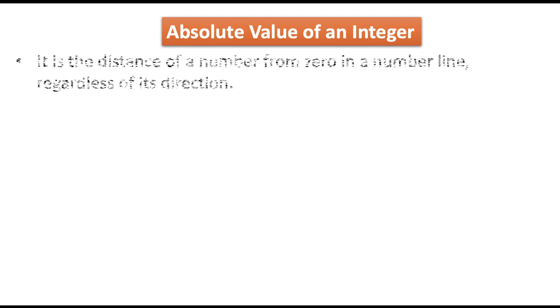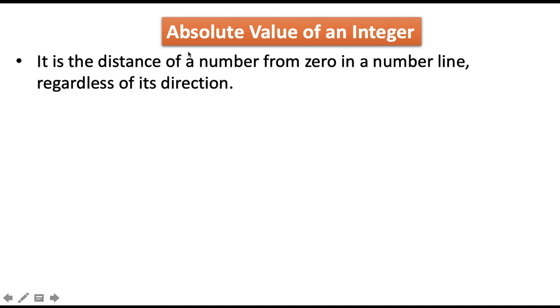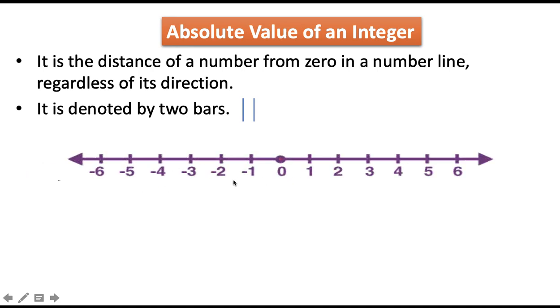The absolute value of an integer is the distance of a number from 0 in a number line, regardless of its direction. It is denoted by 2 bars, as shown here. So this is our number line, and let us consider this given. Let's say you are asked this given.